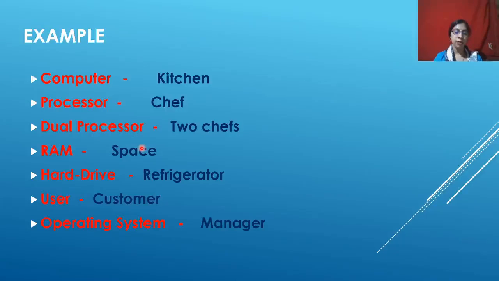For chefs to prepare the food properly, they need space. If there is no space, they cannot prepare the food properly, or they cannot manage it. In a computer system also, there is a space, and that space we call RAM, random access memory. RAM is needed for proper functioning of a computer and processor so that they can fulfill the demand of the computer user.